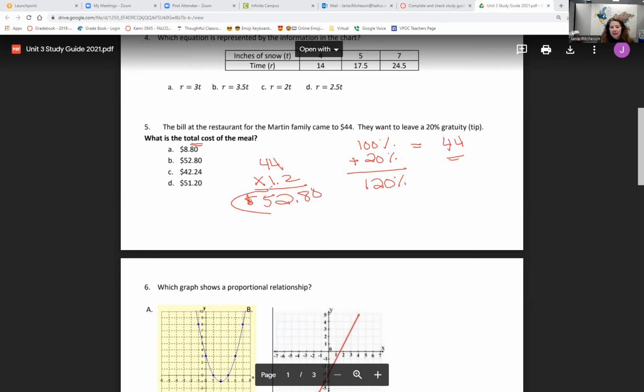And if you did that the other way, that's fine too. As long as you found the tip, you could have found just the tip first. It would be 8.8. And then you had to add this back to the total of the meal, and you would have got the same answer. All right, moving on, you guys.